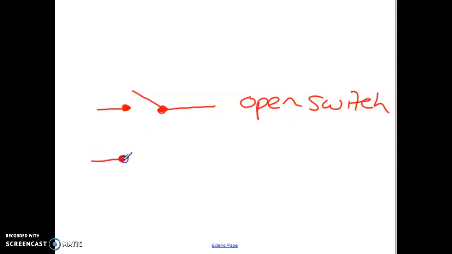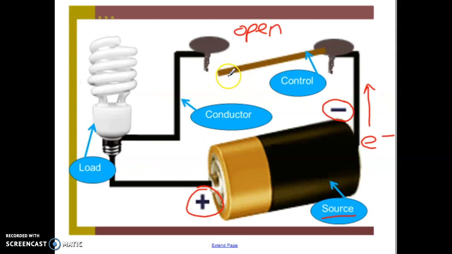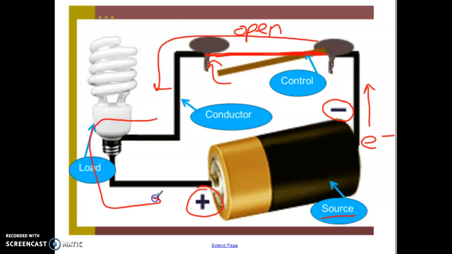A closed switch will look pretty much the same. You have those two ends, but it will be completely locked in with each other. So you have a continuous line. This is a closed switch. A closed switch means if we had a light bulb in this circuit, the light bulb would now be on. So right here, imagine if this piece swung this way and made a straight line. Imagine that bar was closed. What that would now mean is the electrons are able to flow, so they would continuously flow, and then they would turn on this light bulb.